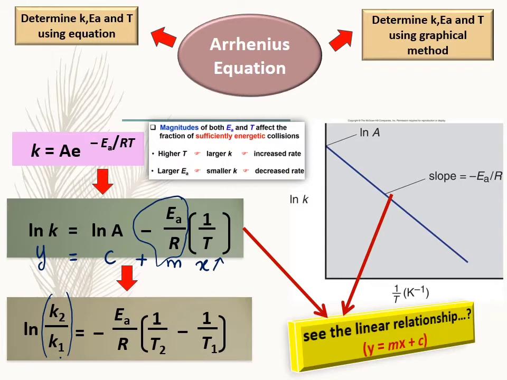So ln keseluruhan K2 divide by K1 equal to negative EA over R times 1 over T2 minus 1 over T1. So K2 dengan T2 tu refer kepada final reaction. K1 dengan T1 refer kepada initial lah reaction tersebut.